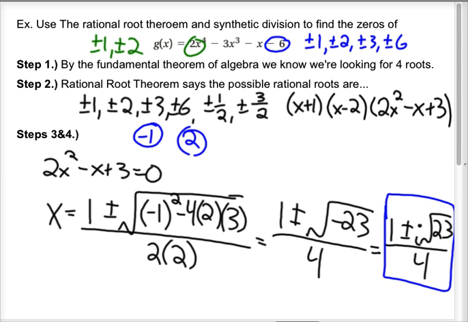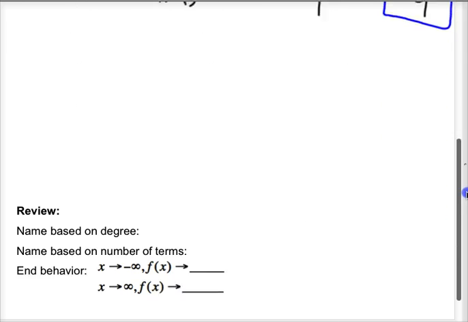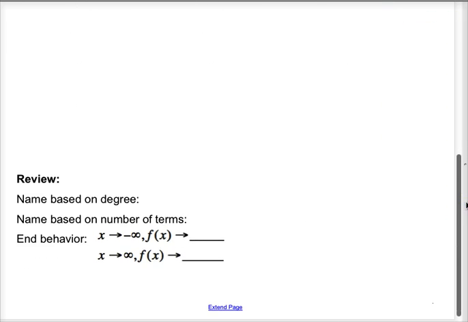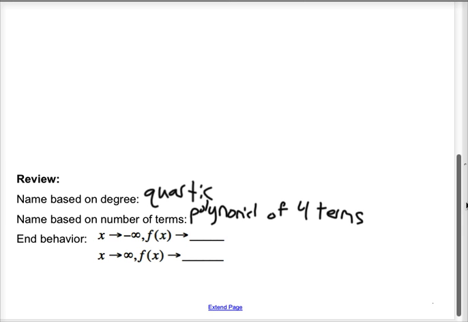Right, and again, just to wrap this chapter up in a nice little package, to do our review, again, we're dealing with a degree 4 polynomial, so that is a quartic polynomial. It has 4 terms, so it's a polynomial of 4 terms. And then, as it goes off to both sides, both are going up. So both are going to positive infinity.